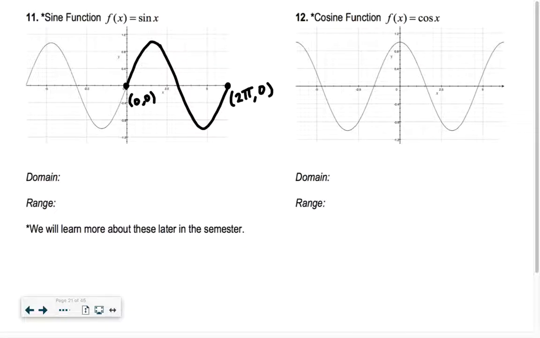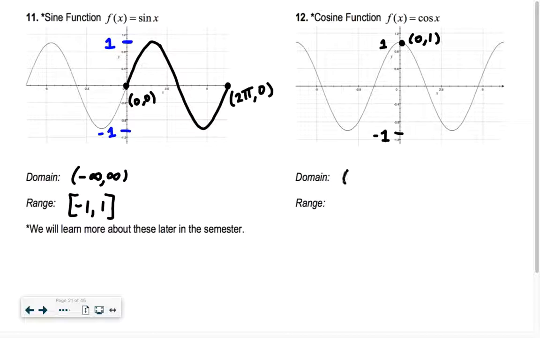All right, and then the cosine, so its domain is negative infinity to infinity, but the highest point that it gets to is 1. So that's 1 there. And the lowest point it gets to is -1. So its range is bracket -1 to 1. So same for cosine, it just starts at (0, 1). So the highest point it gets to is 1, the lowest point is -1. And its domain and range are the same thing.